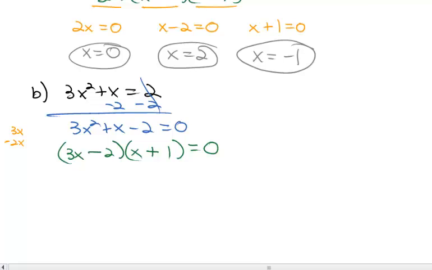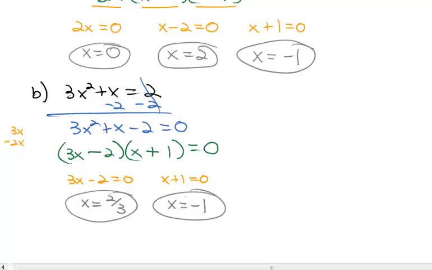And then, now that it's factored, we can set each factor equal to 0. 3x minus 2 equals 0, and x plus 1 equals 0. These all solve really quick. The first one we add 2 and divide by 3 to get 2/3. The second one we subtract 1, and we get our second answer of negative 1.